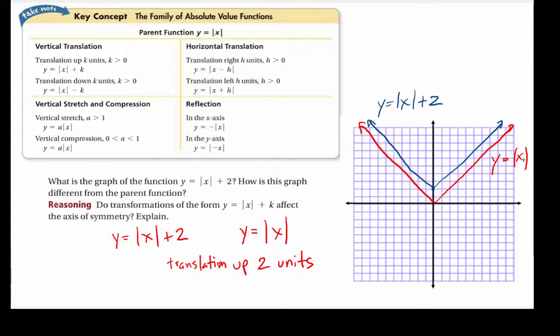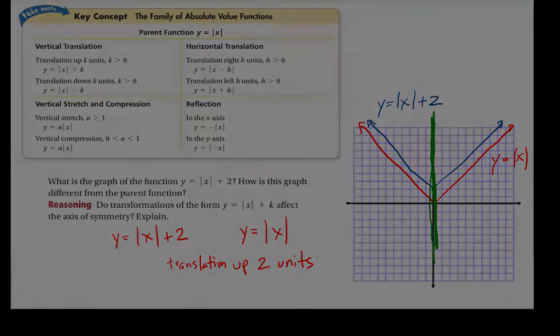The transformations of the form y equals absolute value of x plus k affect the axis of symmetry? Well, if I take a look here, when I translate vertically, the vertex stays right on that y-axis. Well, the axis of symmetry in both, since the vertex is still on the y-axis, is still going to be the y-axis here.